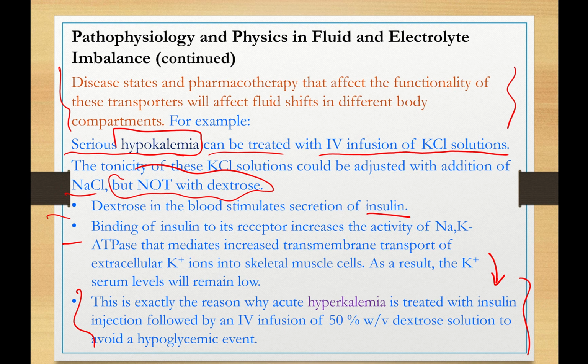This is exactly the reason why acute hyperkalemia, notice that, is treated with insulin injection, because insulin gets potassium inside the cell, out of the extracellular compartment of the blood, followed by an IV infusion of 50% weight per volume dextrose solution to avoid a hypoglycemic event. Notice that this is hypertonic, right? Very, very important case. This is to show you that electrolyte and fluid imbalances can be very complicated.